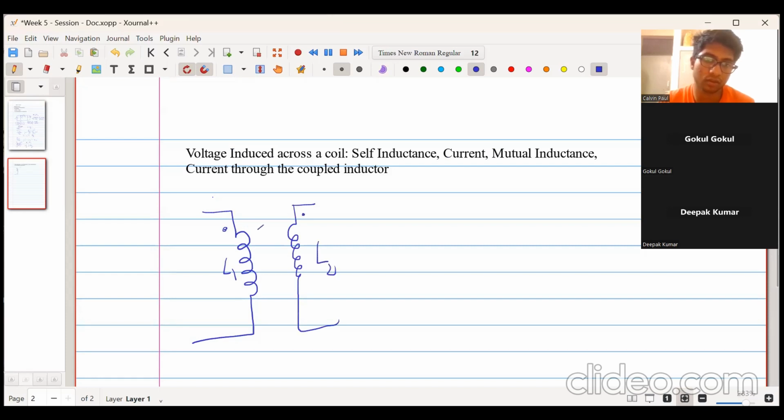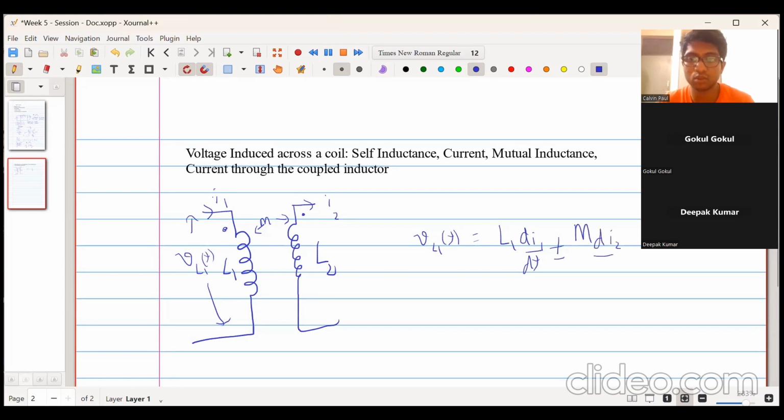L2 and mutual inductance M. This current I1, this current I2. Assume it like this. So the voltage across L1, VL1(t), is equal to L1 di1/dt plus or minus M into di2/dt. This is the voltage drop. Similarly, voltage across inductor L2, VL2(t), will be L2 into di2/dt, the current flowing through that same inductance L2, plus or minus M into di1/dt. We have to determine the polarity.